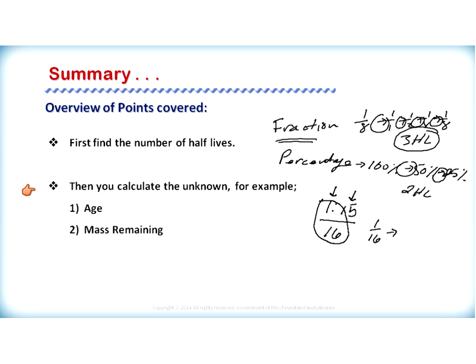Once you find the number of half-lives, then you can calculate what the problem is asking. The problem usually asks you to calculate the age of the sample, or it could ask you to calculate the mass of the radioactive material remaining.